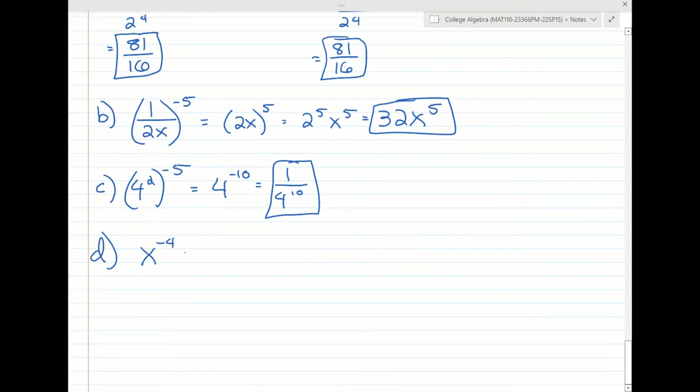X to the negative 4th, x to the negative 6th, and x to the 8th. If you're multiplying all the same base, the rule is that you add them. Negative 4 plus negative 6 is negative 10, plus 8 is negative 2. That's one property. And then we have another property that says we write 1 over x to the second.